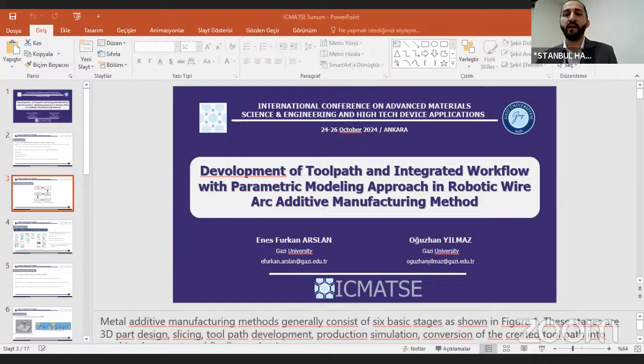As the first stage of the WAAM process, we parametrically designed the 3D CAD model of the part to be produced in Grasshopper. You can see the designed part in Figure 3. Each part of the workpiece has an octagonal cross-section and is bent at a 13 degree angle at different heights. The parametric structure developed for the part design is illustrated in Figure 4.